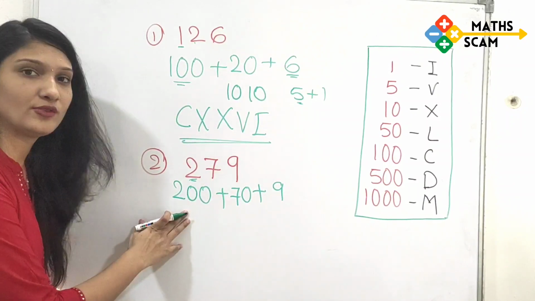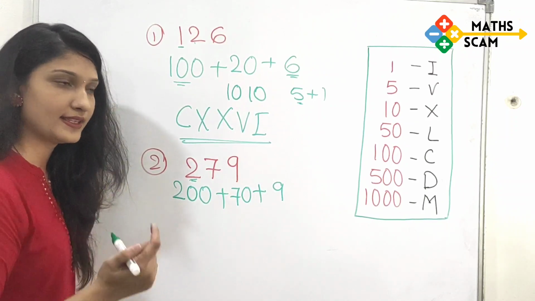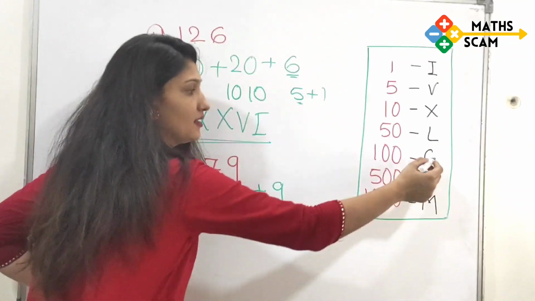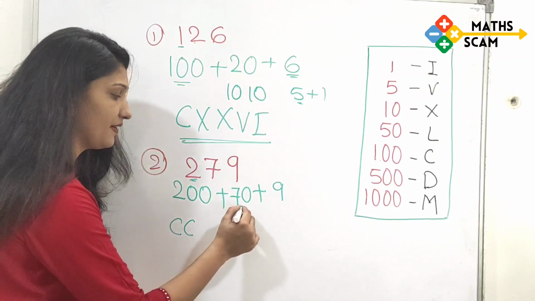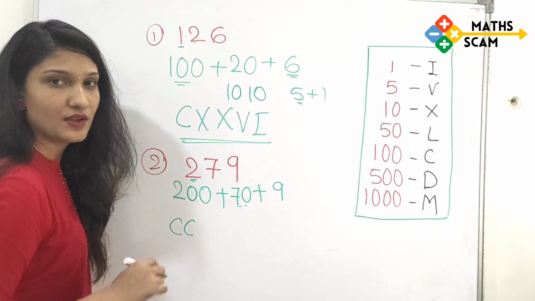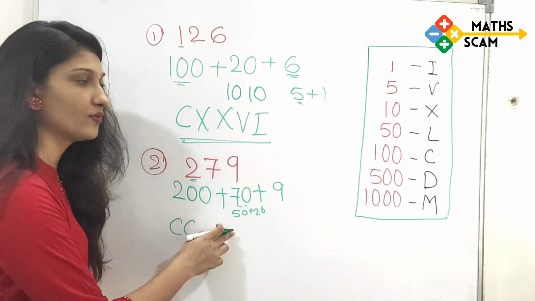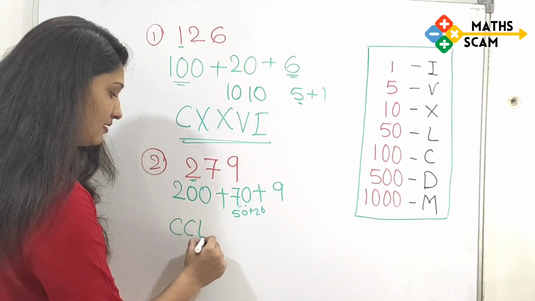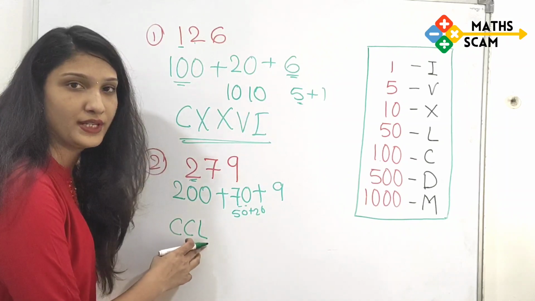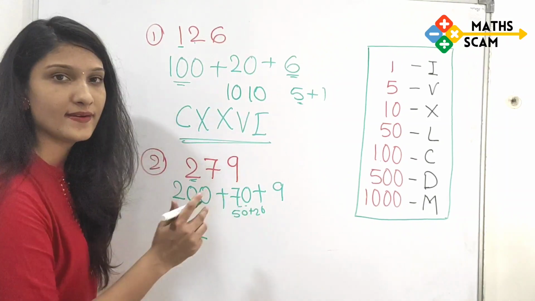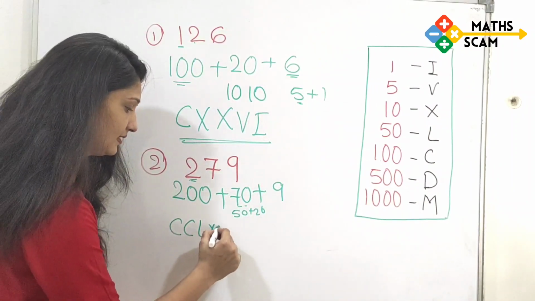Okay. So how to write 200? 200 can be written as 2 times 100. Yes. So 2 times 100 means 2 times C. Now 70. How can we write 70? 50 plus 20 can we write? 50 plus 20. So 50 is L plus 20. So we'll write 20 after 50. Okay. So 20. How can we write 20? 2 times 10. So write 2 times X.